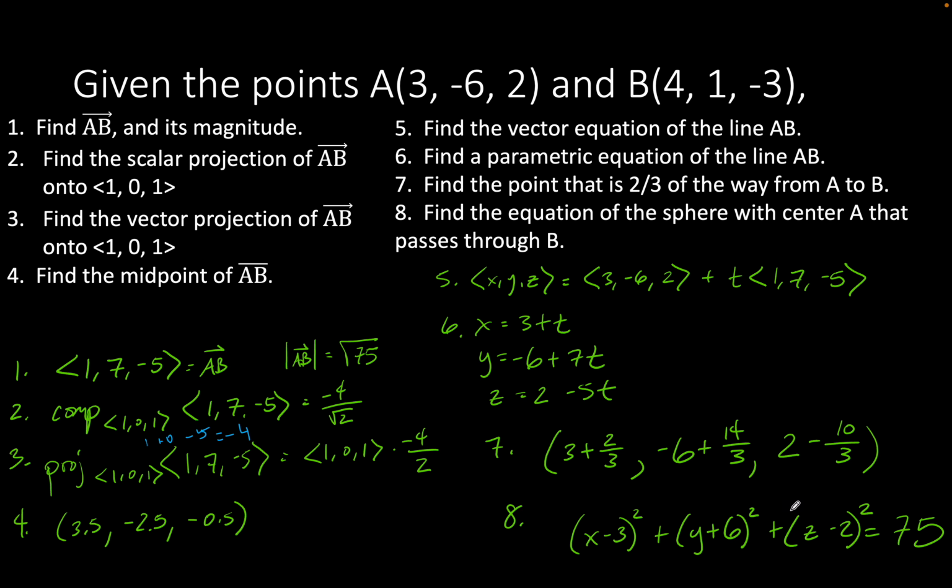And then I just need to make sure this sphere passes through point B. So I will plug in 4, 1, negative 3 into the left-hand side to find out what should my right-hand side be. So if I plug in 4 here, I'm getting 1 plus 7 squared, so that's 50 so far, plus another 5 squared, that's 25, that's 75. So this is an equation of a sphere with center A passing through B.